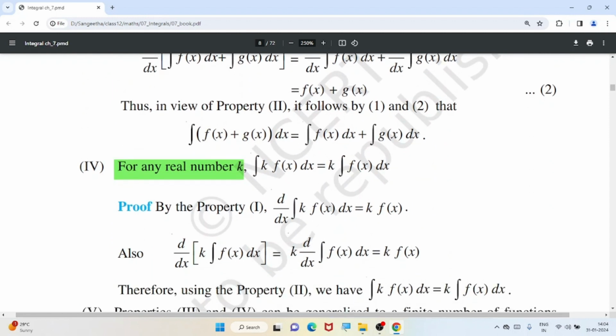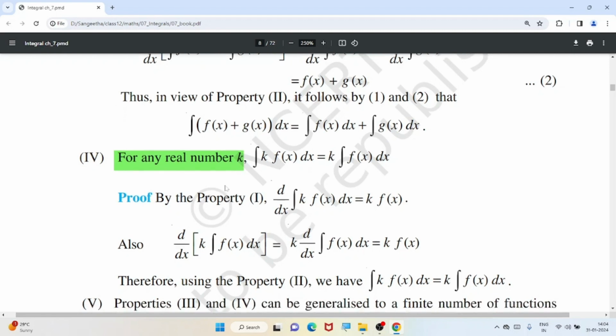That is the proof. For any real number k, f of x equal to k outside. We are taking the constant out of the integration that we are doing.